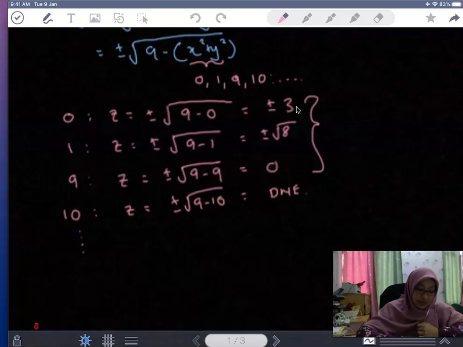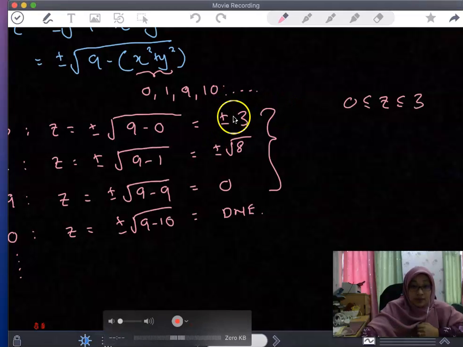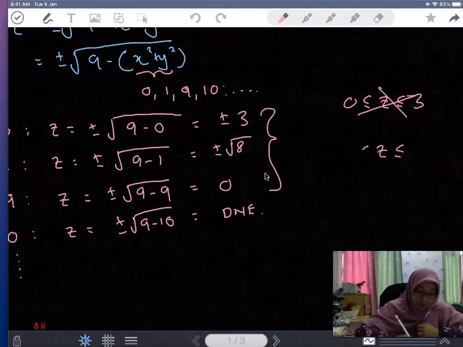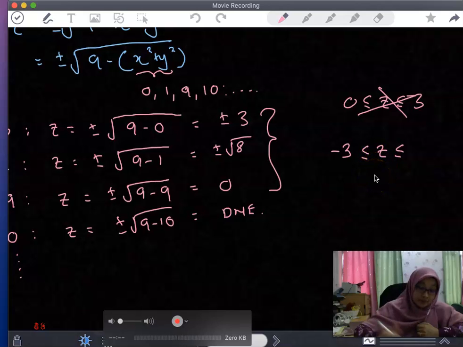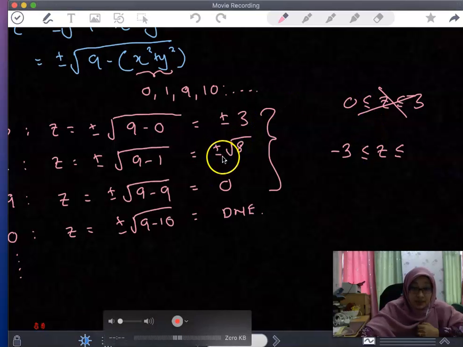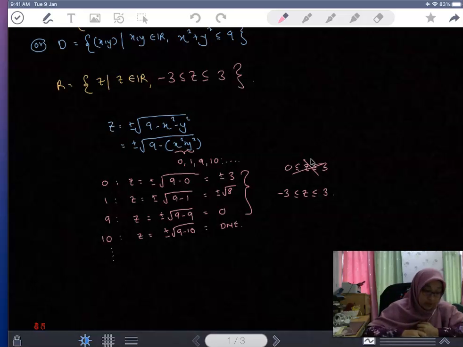Okay, so what can you see here? You cannot say Z is 0 to 3, because Z also can be negative. So what can you conclude based on the result that we have? This is not correct. Z lies between minus 3 and 3, and in between you will have 0. Because you can see that this one is also plus minus, Z here can be negative as well, and the value of Z also can be 0. But it must lie between negative 3 and 3. So that is your range. So we put that constraint on Z: minus 3 to 3. So that is your range.